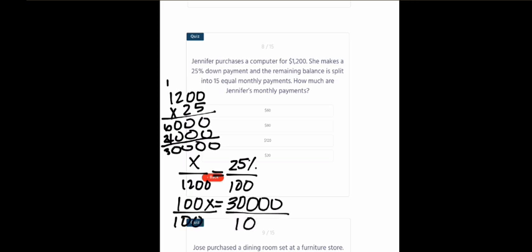Now we're going to divide this by 100. I always like dividing by 100 because it's easy to just cross out these zeros, right? X equals 300. That's what her down payment was. So let's subtract that from the original price, or from the price of the computer.